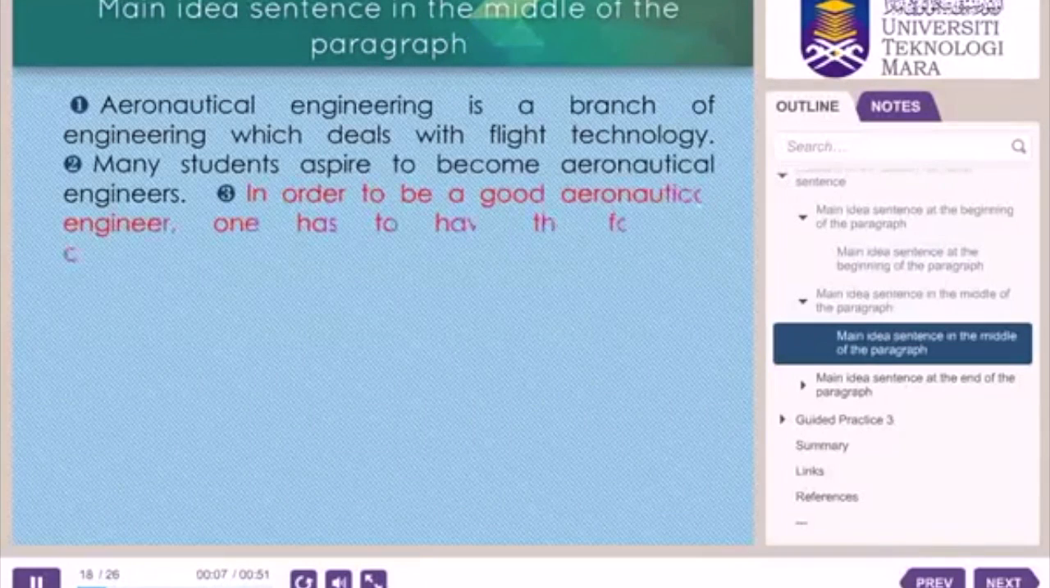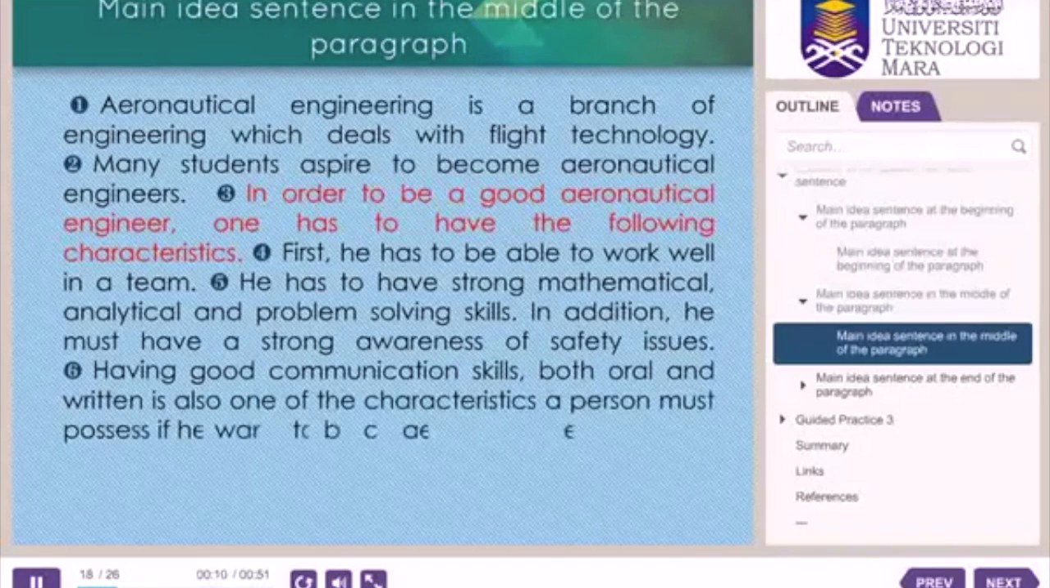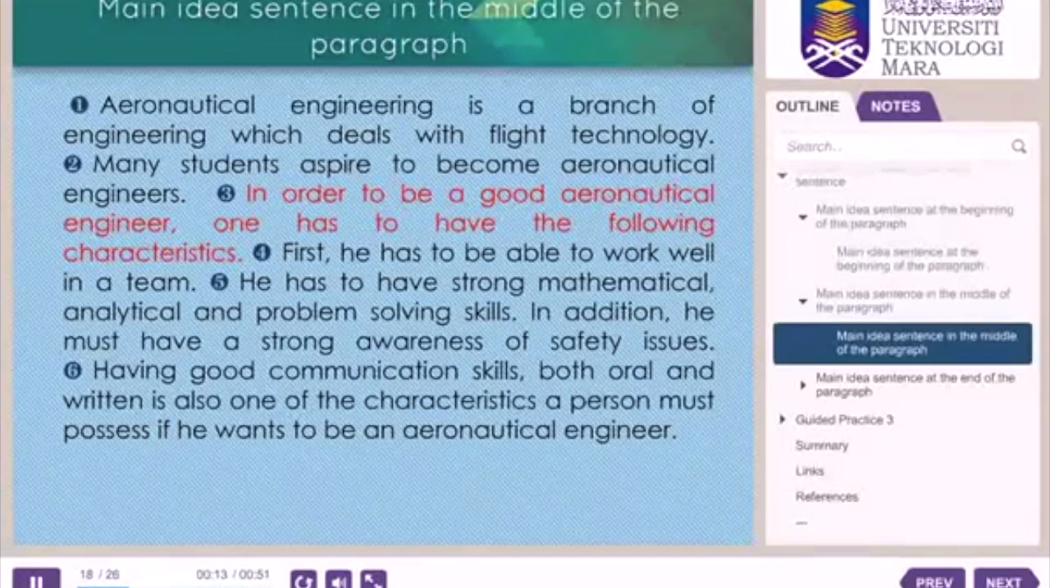Look at this paragraph. As you can see, sentence 1 and sentence 2 are introductory sentences. They introduce the idea of aeronautical engineering. Sentence 3 is the stated main idea sentence. This is the sentence which condenses all the details in the paragraph. Sentence 4, sentence 5, and sentence 6 are details. These sentences tell you more about the characteristics of an aeronautical engineer. These sentences are supporting details which support the main idea.